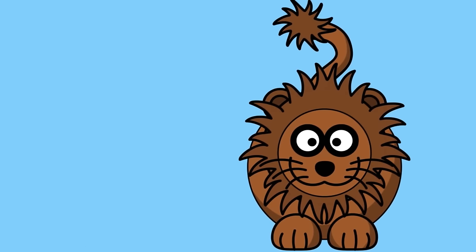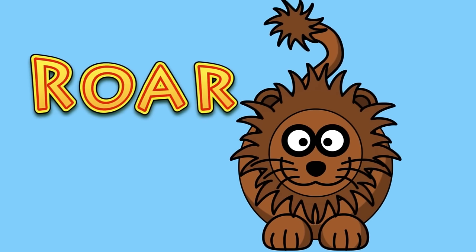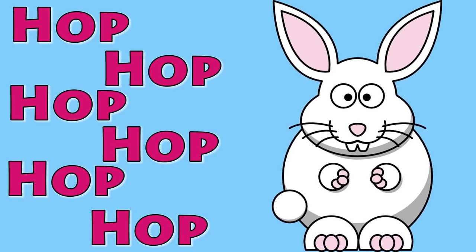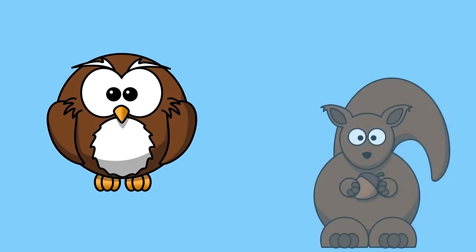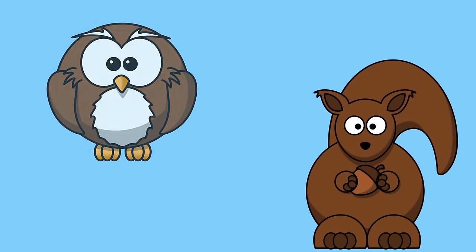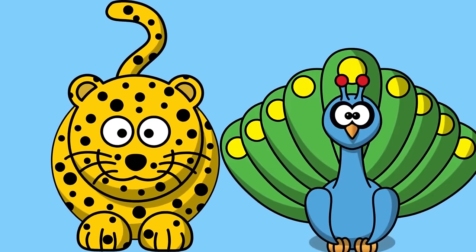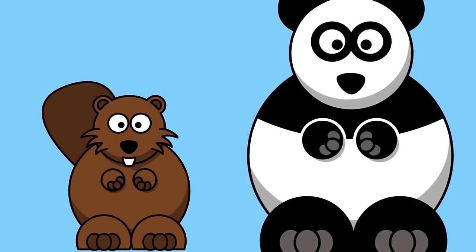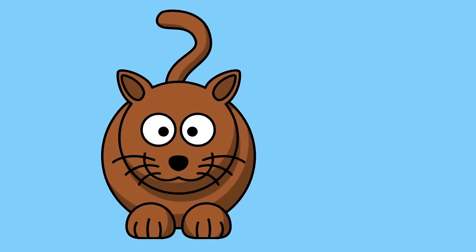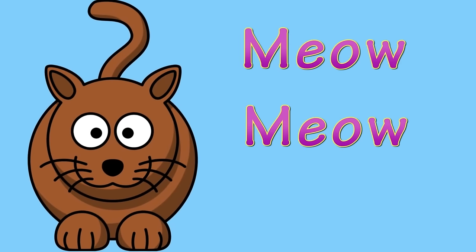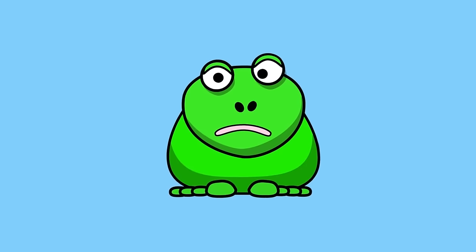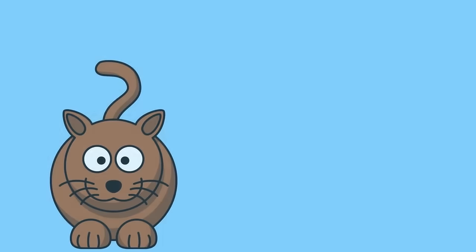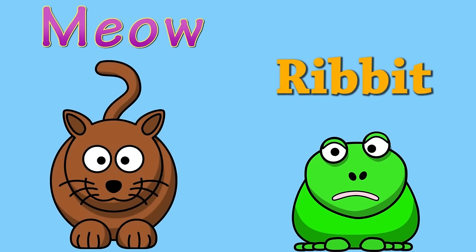The lion goes roar, roar, roar. The rabbit goes hop, hop, hop, hop, hop, hop. These are the sounds that the animals make. The cat goes meow, meow, meow. The frog goes ribbit, ribbit, ribbit, ribbit. These are the sounds the animals make.